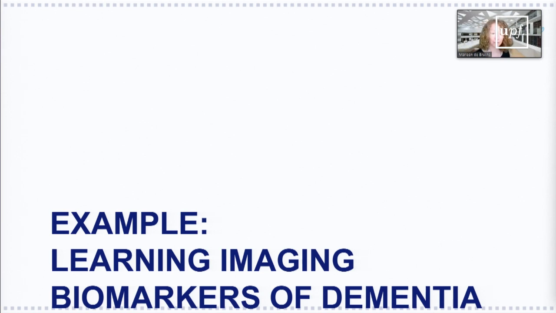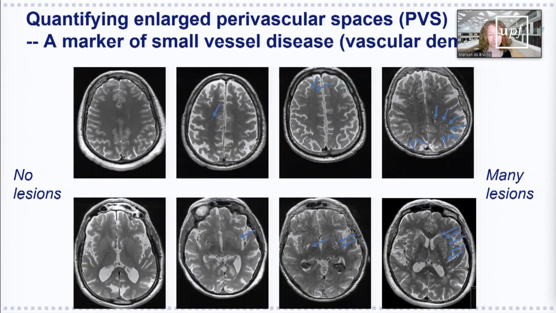The next example I'd like to show is in learning imaging biomarkers of dementia. Now, our collaborators were interested in a quite specific marker of vascular dementia, which is also important in the risk of stroke and probably many other factors. We are looking at MS, for instance, as well, and it has been studied in sleep studies as well. We wanted to quantify enlarged perivascular spaces, which are fluid-filled spaces around the small vessels in the brain. And they are an emerging biomarker for, among others, dementia.